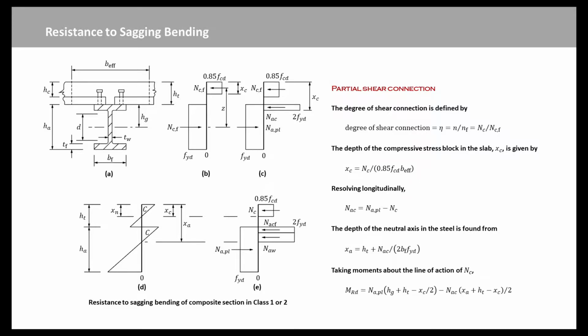Taking moments about the line of action of NC, we obtain this MRD equation. If the second neutral axis lies within the steel web, the stress blocks are as shown in this figure, and MRD can be found by a method similar to that for this MRD equation.